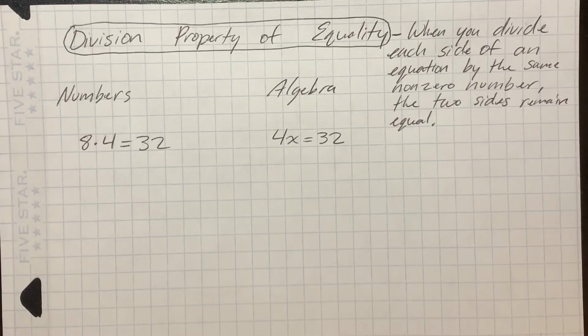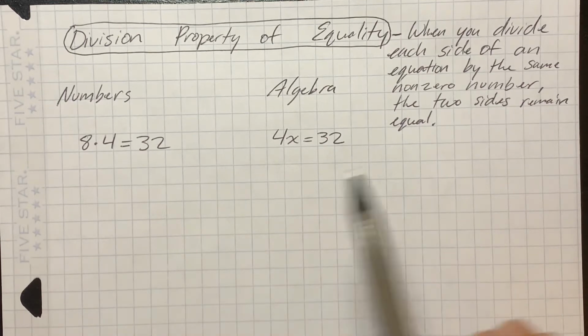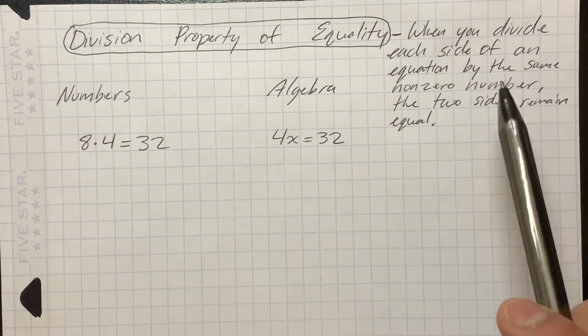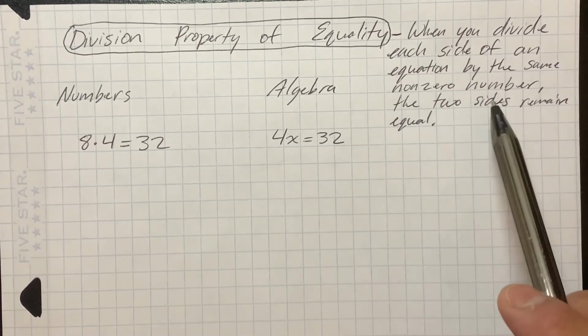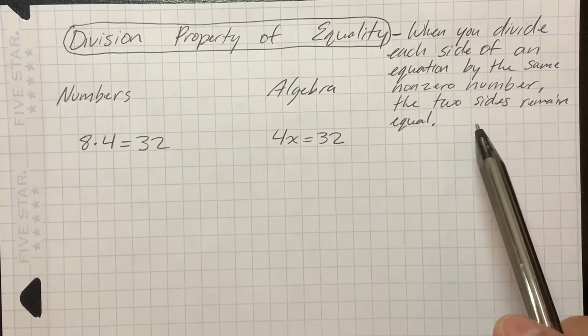We're also going to be working with the division property of equality here. So it's very similar to the multiplication property of equality. When you divide each side of an equation by the same non-zero number, the two sides remain equal.